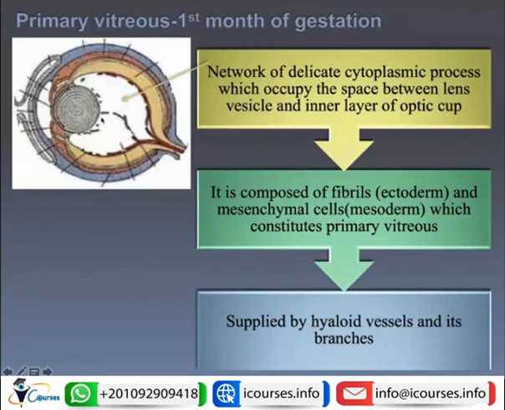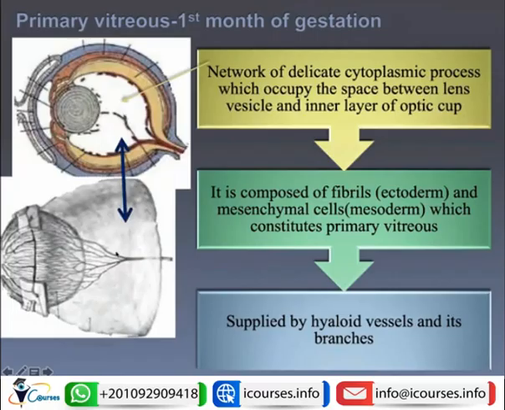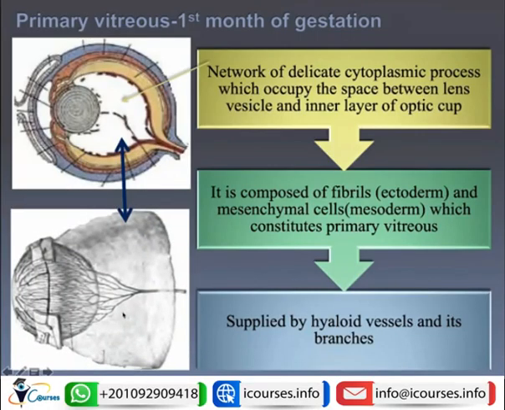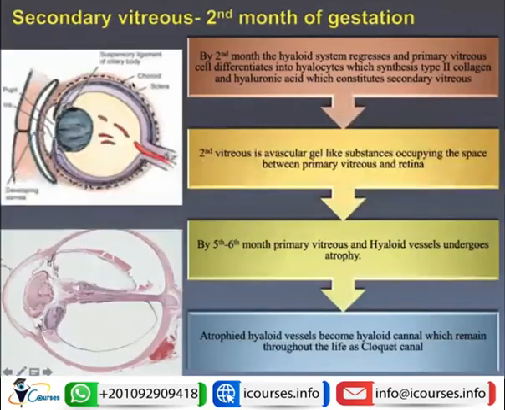And here you can see there is a blood vessel. This blood vessel is called the hyaloid vessels. These hyaloid vessels will be supplying the primary vitreous, and it will enclose the developing lens vesicle. So the hyaloid vessels are present in the primary vitreous. Later on, there will be the development of the secondary vitreous.